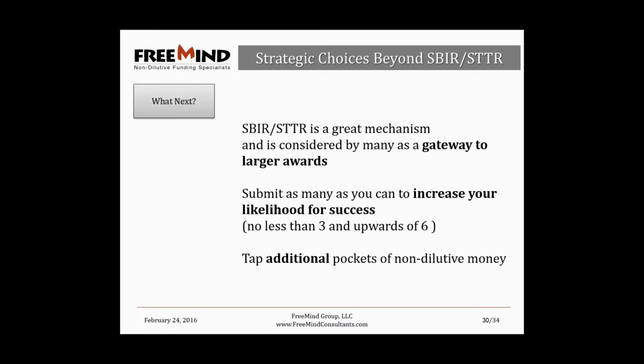And you also have to make sure that you tap additional pockets of non-dilutive money. A lot of the times we see applicants that are also eligible to be funded by other funding agencies, and they basically don't apply. So make sure that you are looking through and making sure that you are submitting to basically anywhere you can. Other examples are the R01, R21, U1, and other BAAs.